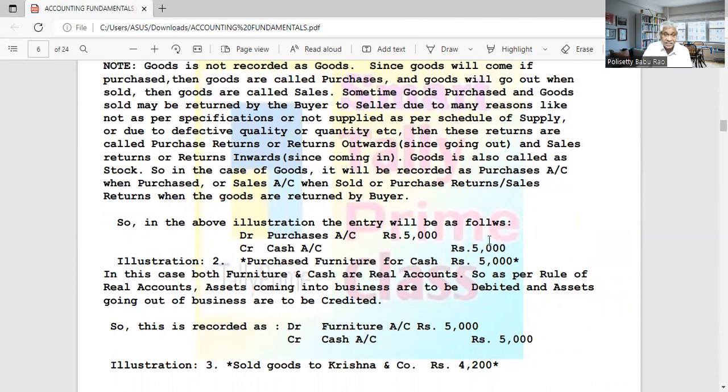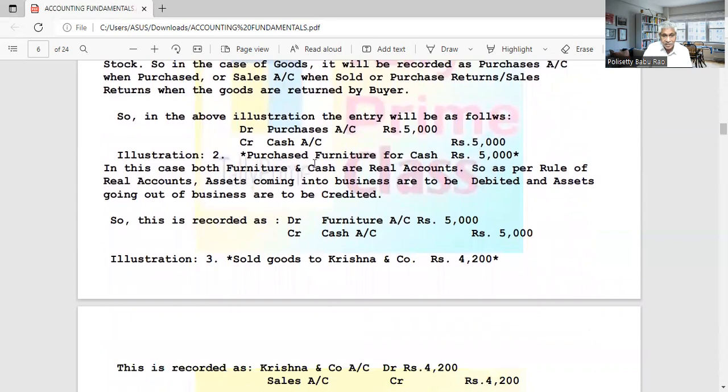It is recorded in the name of the asset. Here in this case, purchased furniture for cash. That means cash is one account, furniture is one account. Here, "purchased" we leave off because furniture is there. Purchased goods means goods; purchased furniture means furniture. We are purchasing furniture for cash.